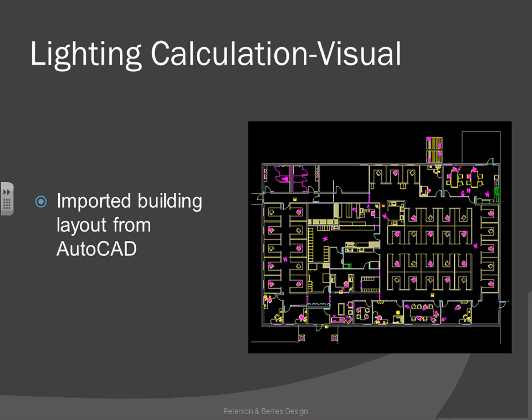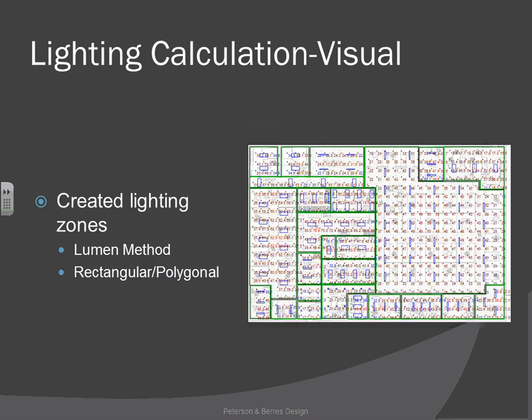Here's our first step. I was importing the layout from CAD, which we got from Chad. Here is all of our lighting zones, all the green areas for all our different lighting zones. And for the square ones, the rectangular ones, you use the lumen method, which we found was much easier. And for the pod shaped ones, such as this open office 126, we had to manually draw a polygonal lighting zone and place fixtures and guess and check pretty much.